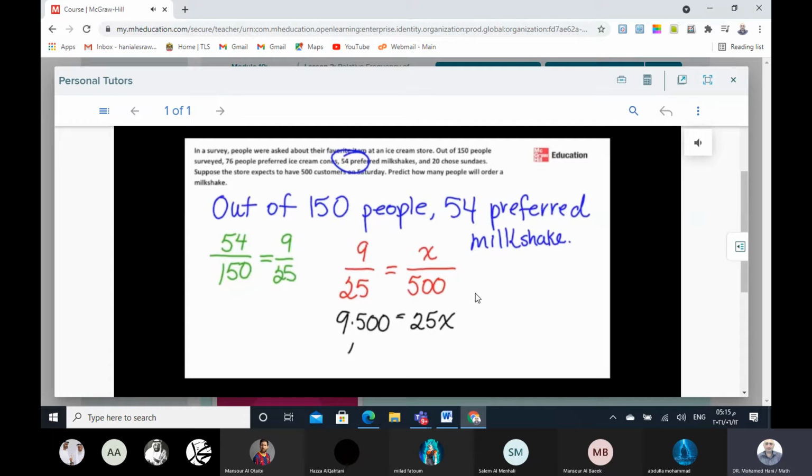Continue. If we simplify that, 4,500 is equal to 25x.